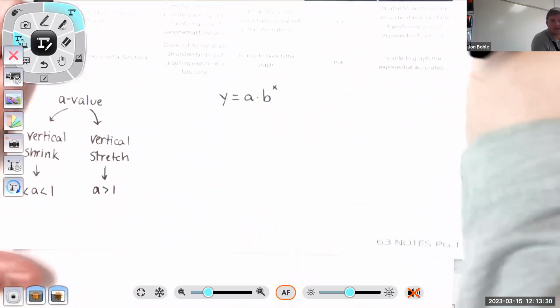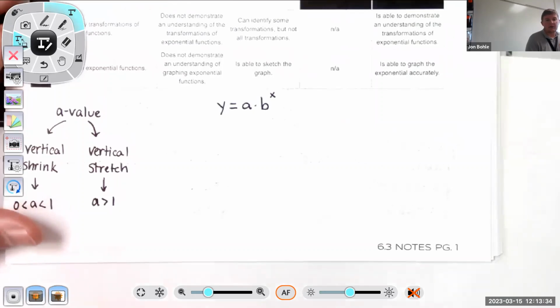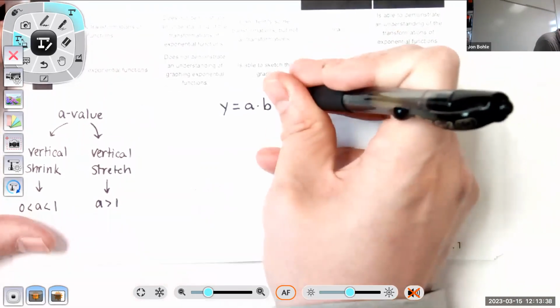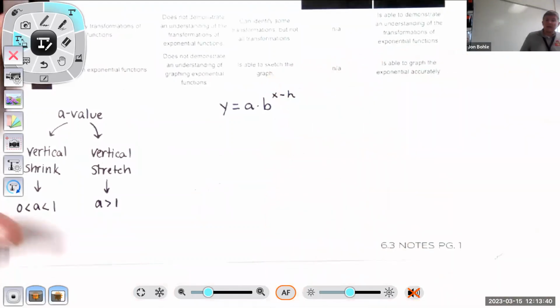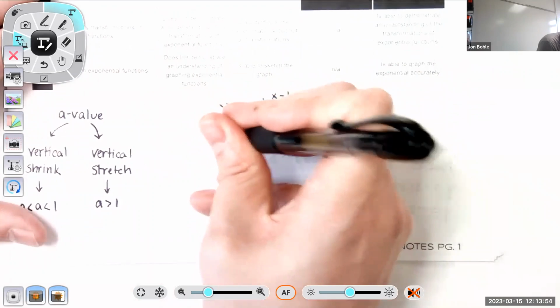Okay, so now what we have is this a times b to the x power. What I am going to do is add the H value in here. Actually, I'm going to minus the H value, not add, in the exponent. So now we're building this basic form, a times b to the x minus h power. Okay, and now we're just going to discuss the H value, which we just talked about on that previous page.